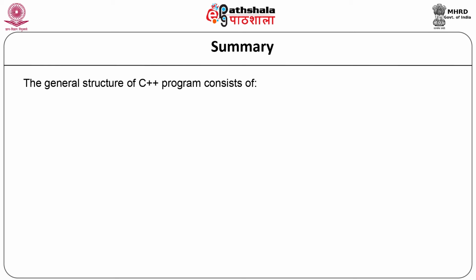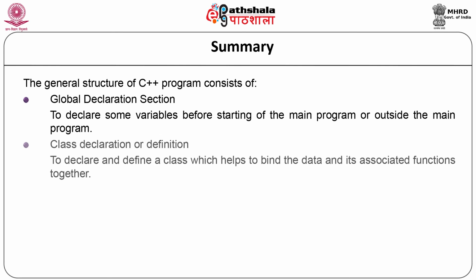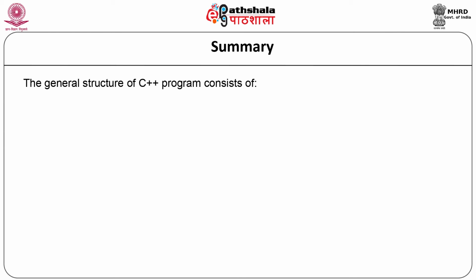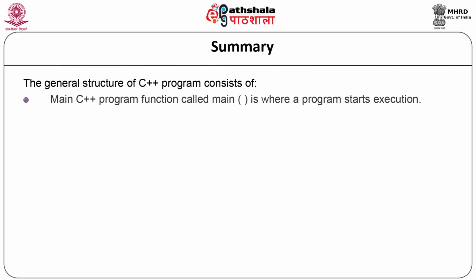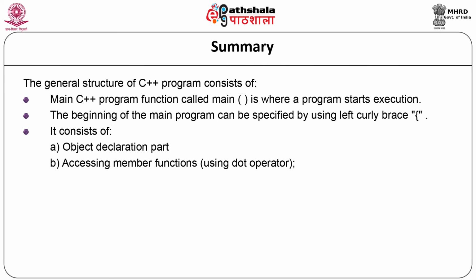The general structure of a C++ program will consist of a global declaration section, and class declaration or definition to declare and define a class which helps to bind the data and its associated functions together. The general structure of a C++ program will have the main function of the program, the object declaration section inside the main program, and accessing member functions using the dot operator inside the main function.